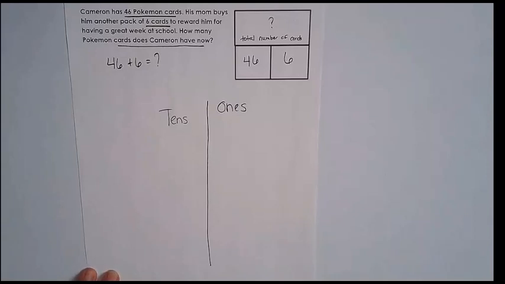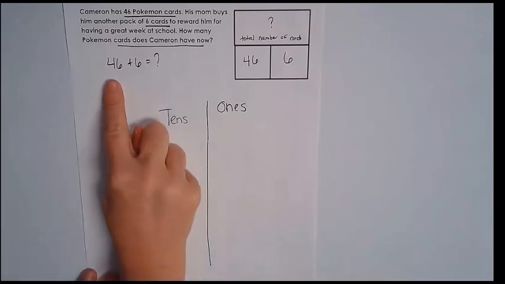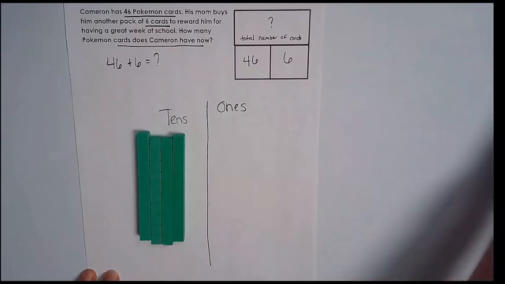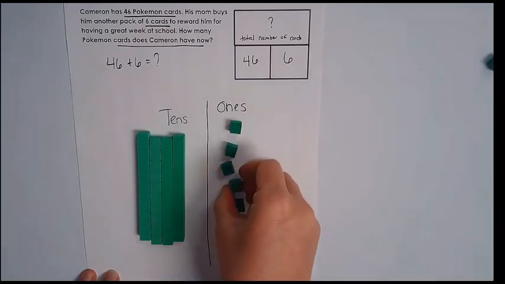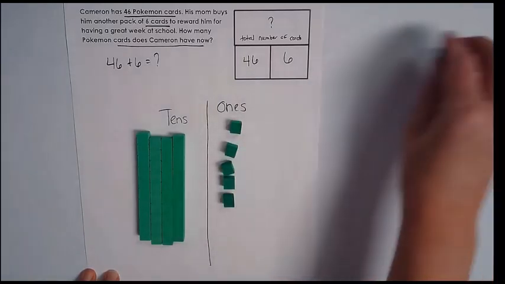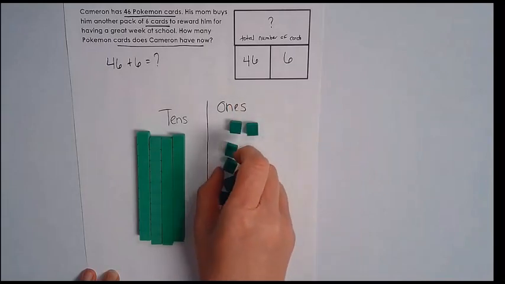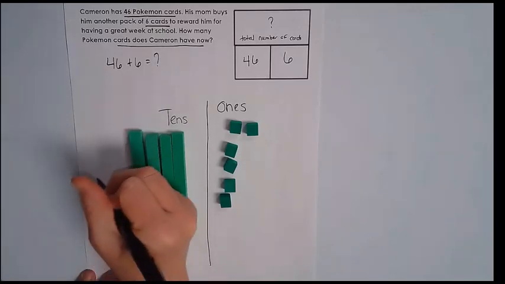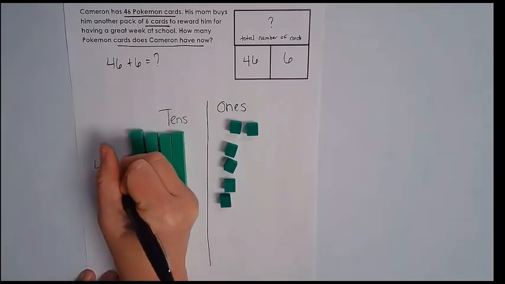I see that Cameron started with 46 cards. So I'm going to show the 46 cards that he started with. I know 46 is composed of 4 10s and 6 1s. 1, 2, 3, 4, 5, 6. Then I'm going to write 46 over here to represent the cards he started with.